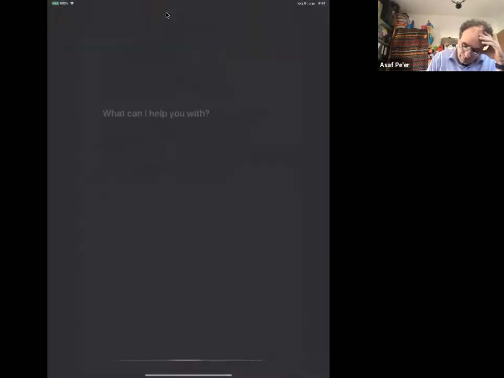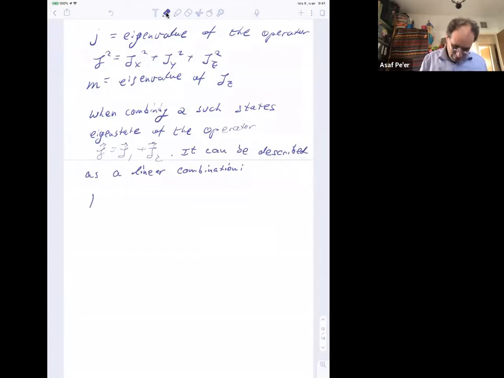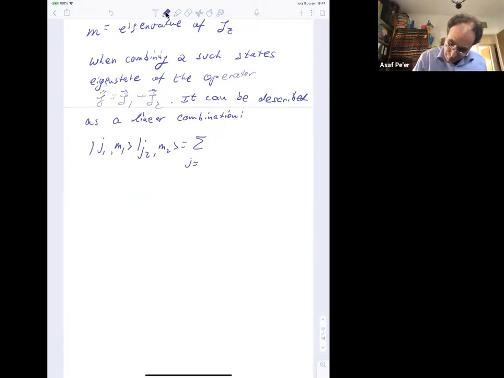All right, so what? Close series. Sorry, there's nothing to repeat. I know. J1, M1, and J2, M2. Right, it's just sum. Where J goes from. What's going on here? 3. Seconds.